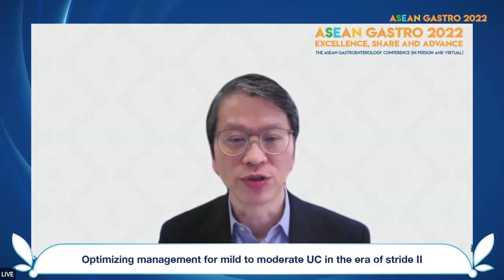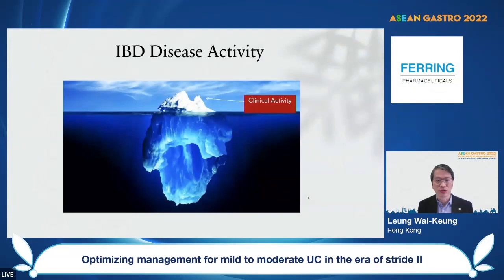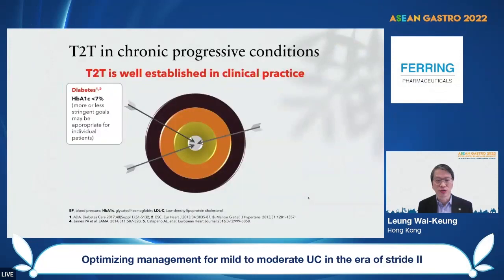So we all know that IBD's disease activity, particularly clinical disease activity, is only the tip of the iceberg. That's why we need monitoring tools, including biochemistry, and many times we need endoscopy and even histological activity to determine whether the patient is in remission or not. So that's why the treat-to-target approach has been really adopted in the management of IBD.